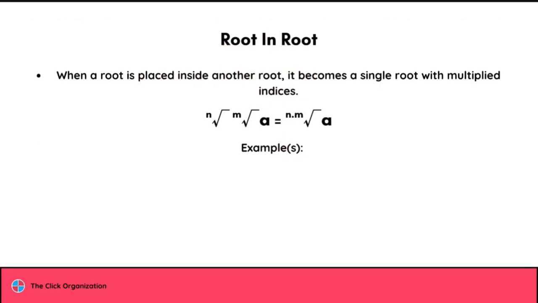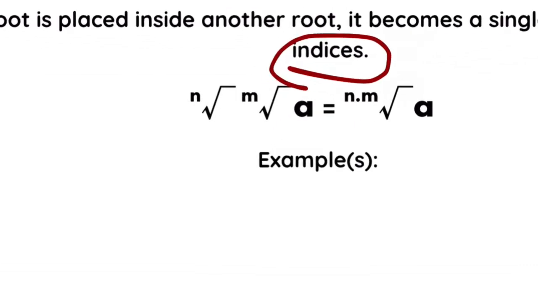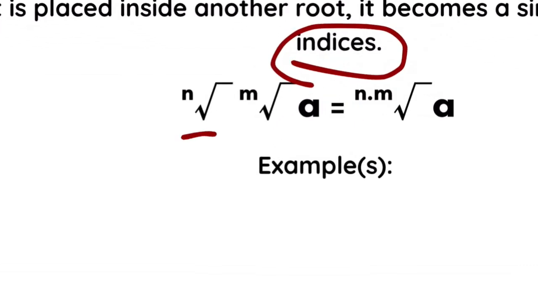Okay, going for the root and root rule, which is the seventh one, we say that when a root is placed inside another root, it becomes a single root with multiplied indices, or multiplied indexes, or multiplied degrees. So if I have, for example, the nth root of the mth root of a, I can simplify it and write it as the n times mth root of a. What does this mean?